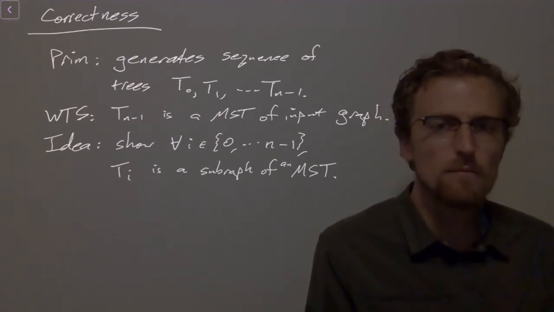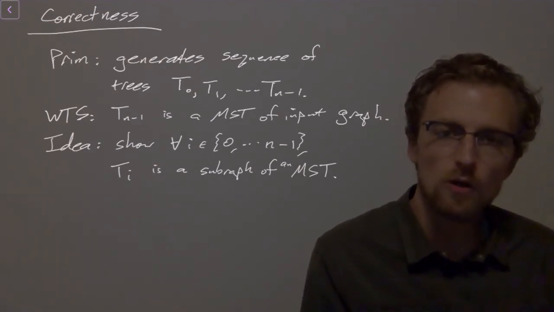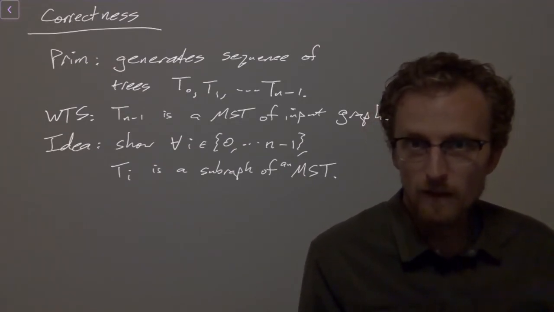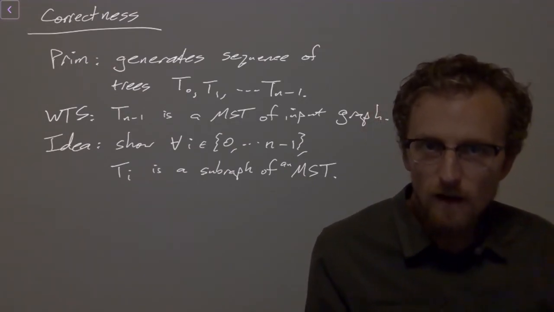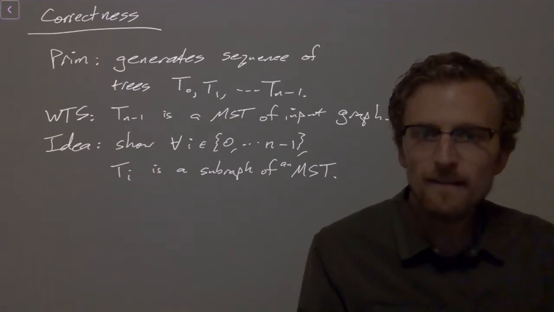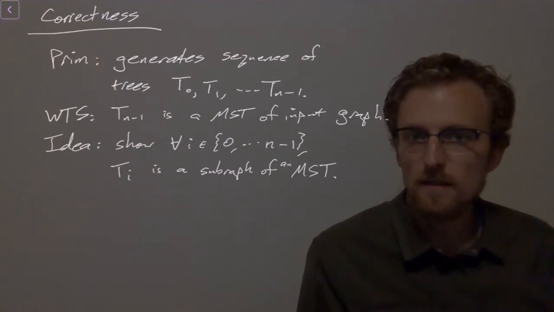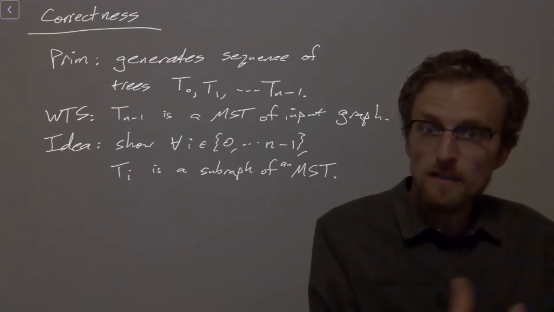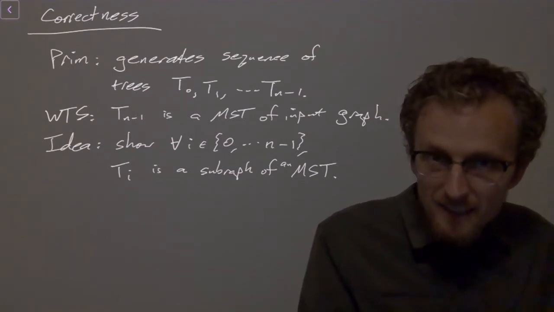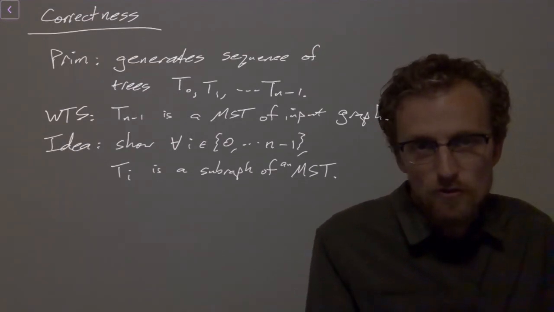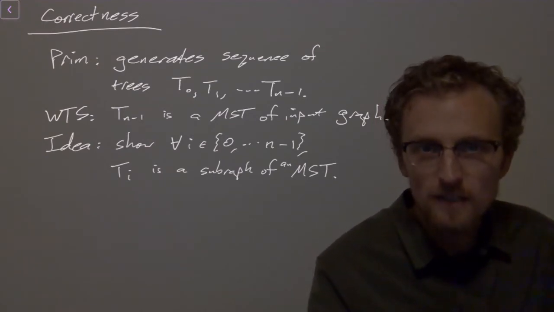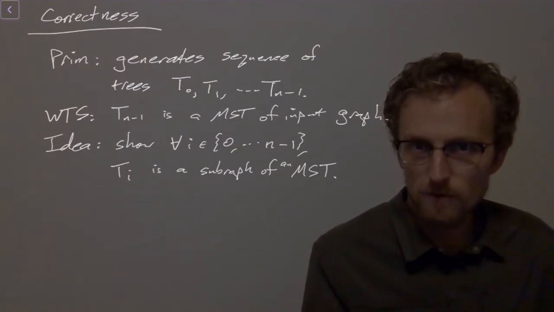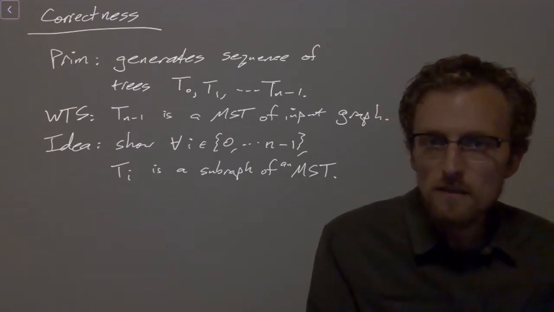Well, Tn minus 1 is guaranteed to have all n nodes in it, because we know that what Prim is doing is adding a node every single time. So if it's a subgraph of an MST and it has n nodes in it, then it's an MST, because every MST has exactly n nodes in it. That means if it is a subgraph of some MST, it has to itself be an MST. It can't have any edges that aren't in the MST that it's a subgraph of, and it has all the edges exactly because it has all the same nodes. Okay, so this is the idea going forward.